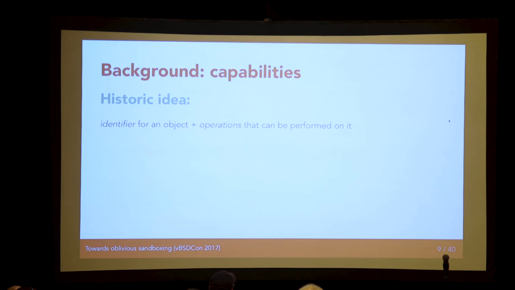Right, so capability mode is part of Capsicum, but it is not enough to have a viable sandboxing policy. The other thing that you have to understand is capabilities. Historically, starting in the 60s, a capability was an identifier for an object and a set of operations that you could perform on that object, broadly defined. Dennis and Van Horn talked about it being an index into a supervisor-maintained capability list, or C-list.